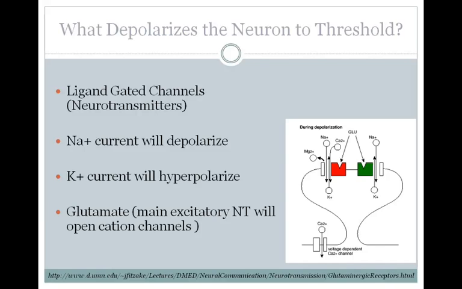Glutamate is the main excitatory neurotransmitter in the central nervous system. It opens cation channels that predominantly allow sodium to flow in, shown here. This then depolarizes the neuron, brings it to threshold, and you get those voltage-gated channels to open, and you get your all or none action potential.